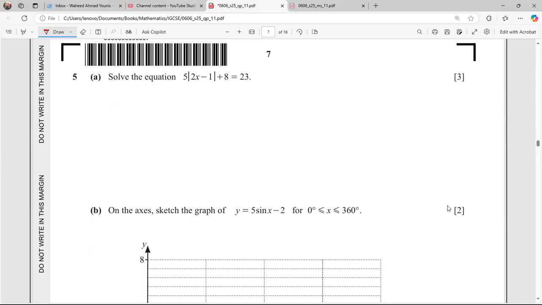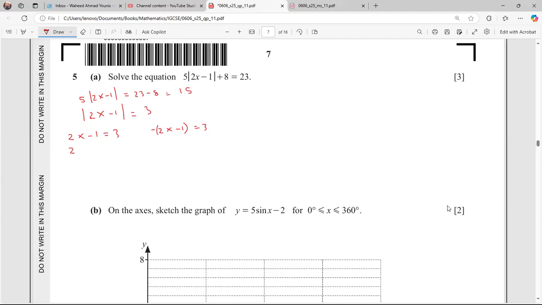It's very obvious that 5 times the absolute value of 2x minus 1 is going to be 23 minus 8, which is going to be 15. And if I divide by 5, the absolute value of 2x minus 1 is going to be 15 divided by 5, which is 3. So since the absolute value of this expression is equal to 3, we can say that 2x minus 1 is equal to 3, and 2x minus 1, its negative value, is also equal to 3. Because if it's negative, then the absolute value is going to be positive.